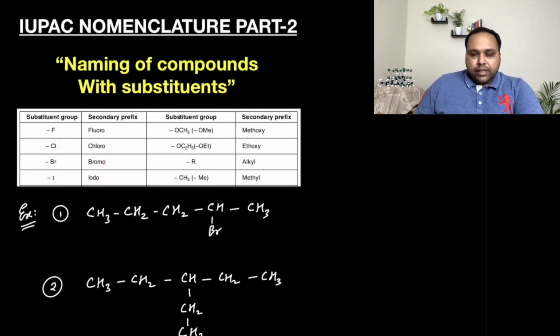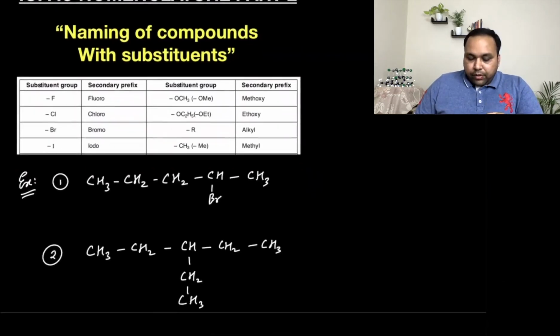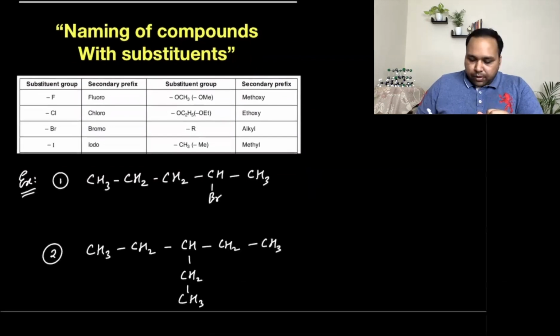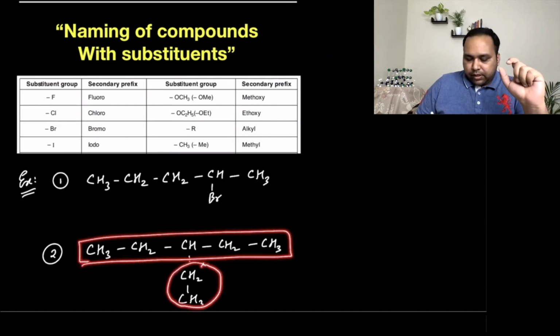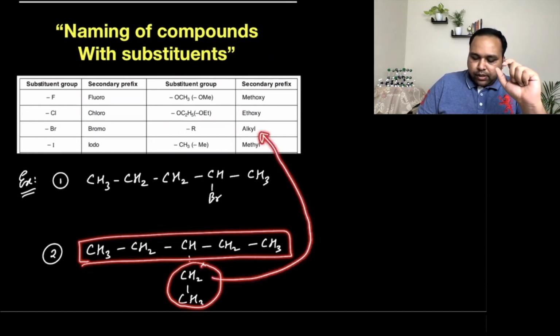And one more thing that we need to focus on in our class 10th is the alkyl group. What is an alkyl group? It's a chain of carbon atoms. So it can be a chain attached to a main chain, as we saw in our previous video. Look at this second example. Here you have a main chain, and the chain that is attached to this main chain is a carbon chain. So this is known as an alkyl group.